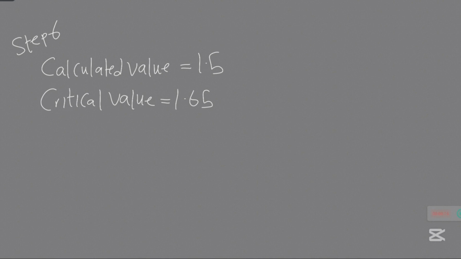Then the last step is that you take your decision. Now, how do we take this decision? Remember from the beginning, I told you that when your critical value is greater than your calculated value, you accept the null hypothesis. But if your critical value is less than your calculated value, you reject the null hypothesis. So in this situation, we can see that our critical value, which is 1.65, is greater than our calculated value, which is 1.5, meaning that we're going to accept the null hypothesis.